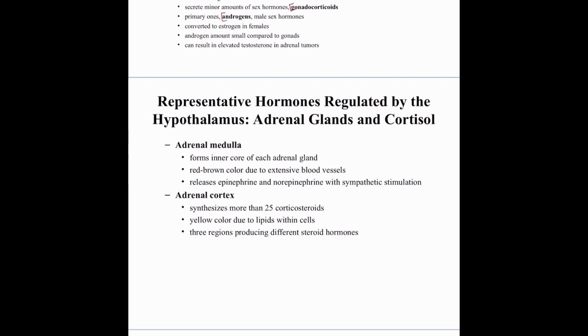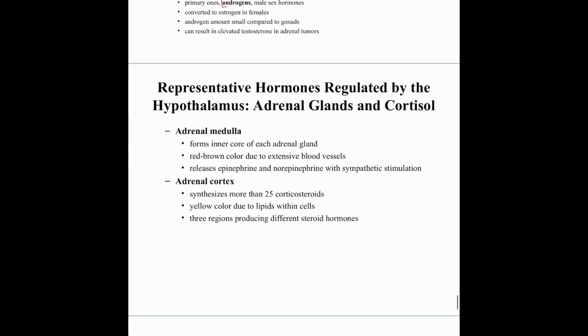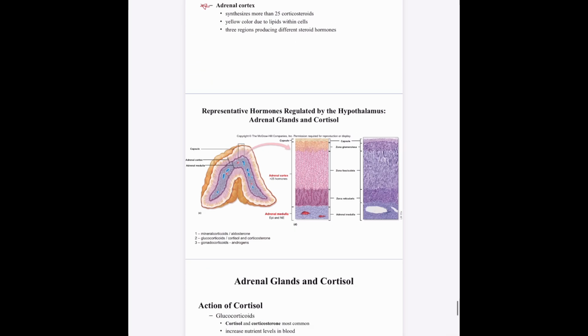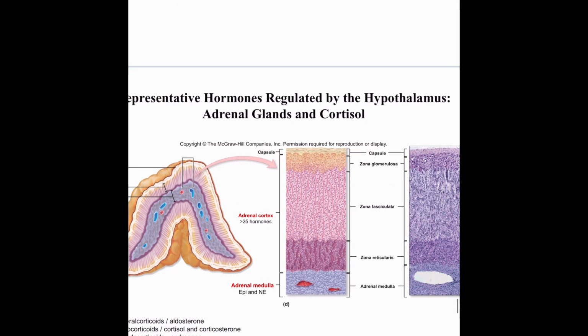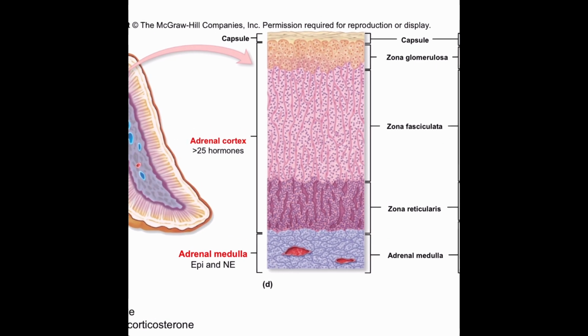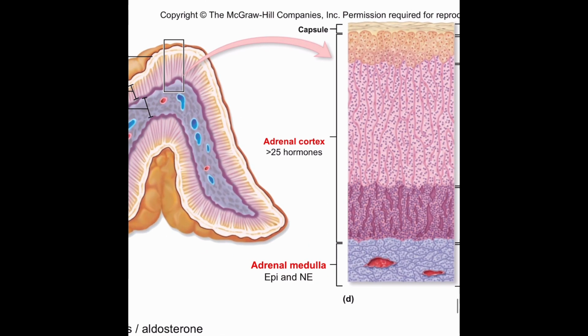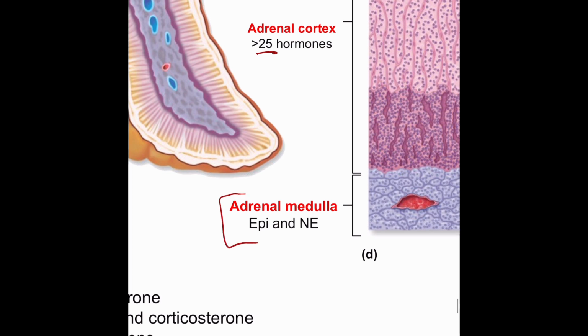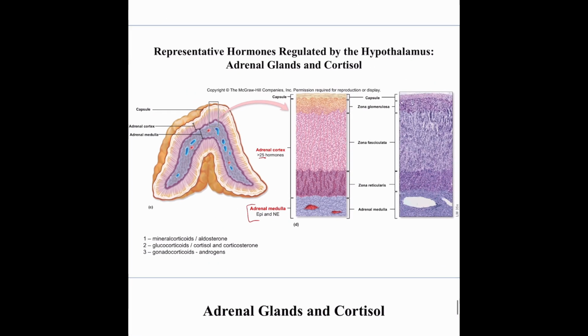Representative hormones regulated by the hypothalamus. So again, this is also important. Know what each one of these does and colors. I don't think you'll need to know the cells. So adrenal cortex, responsible for 25 hormones. Adrenal medulla, epinephrine and norepinephrine.